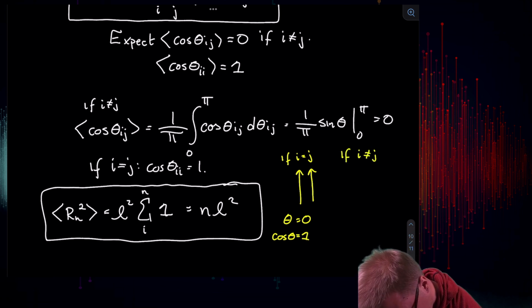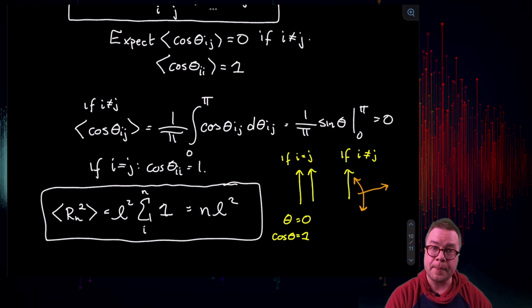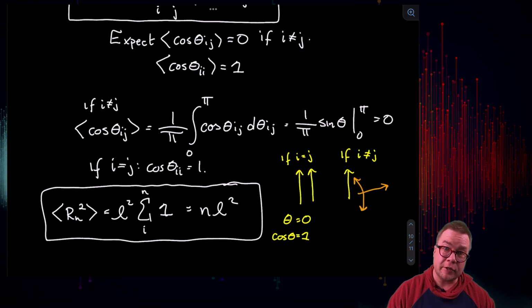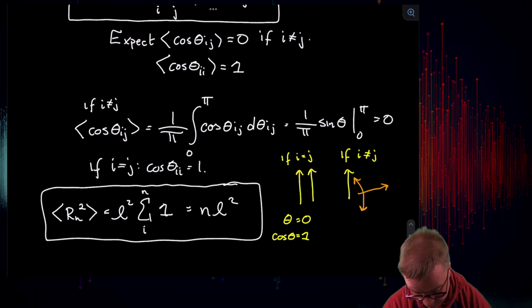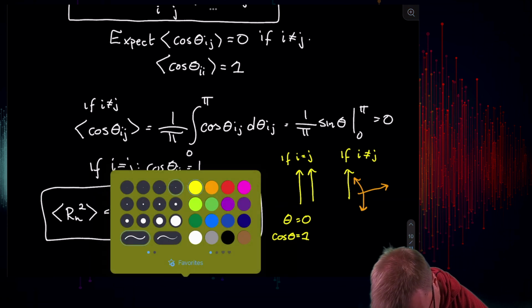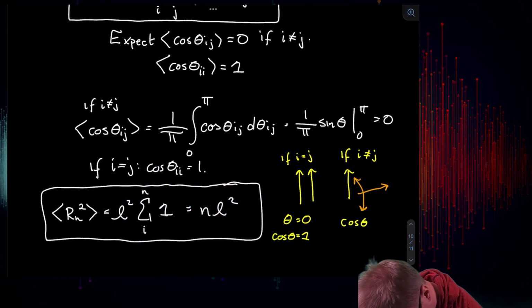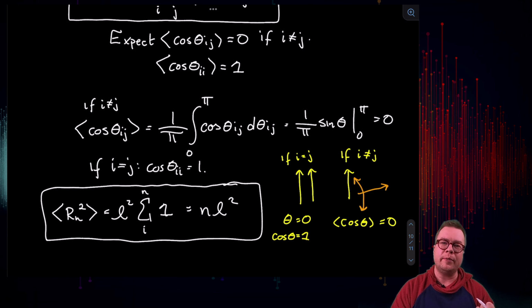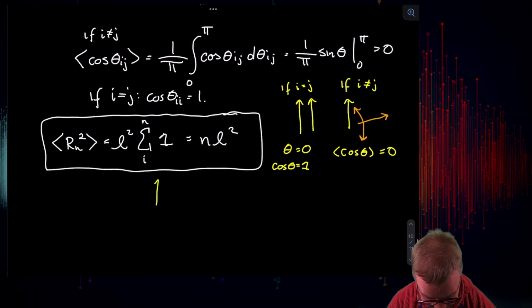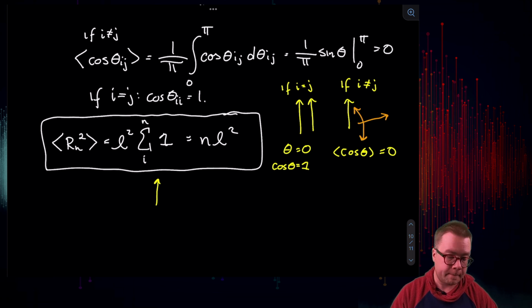If i is not equal to j, then we have one vector that looks like this, and a second vector that could have any direction, right? It could have any orientation. And so in that case, when everything is averaged out, the average value of that will be 0, because on average the vectors will be perpendicular to each other. And that's how we get this expression here, which again is super important.